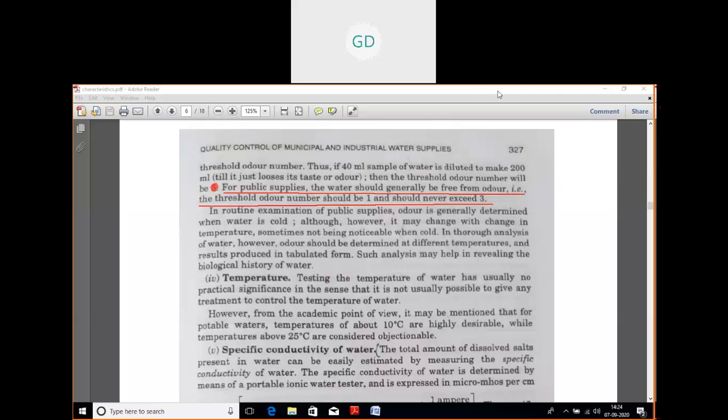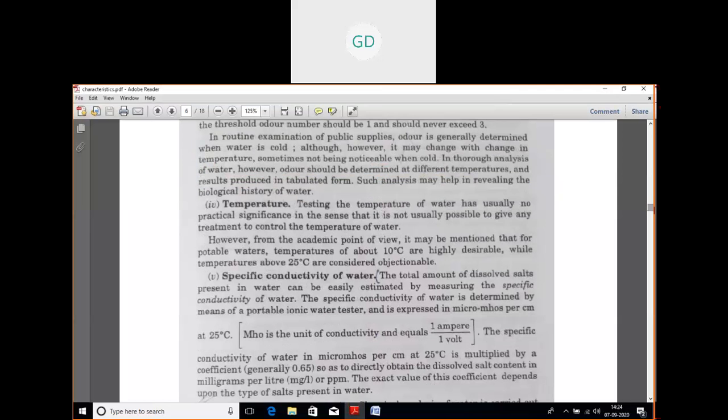So what temperature should be there? Let us see. For potable waters, temperatures of about 10 degrees Celsius are highly desirable, while temperatures above 25 degrees Celsius are considered objectionable. That means a temperature around 10 degrees is highly recommended, and the temperature should not exceed 25 degrees Celsius. If you remember this much, then it's fine.